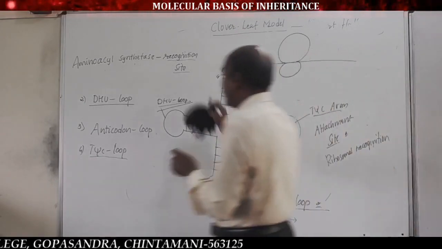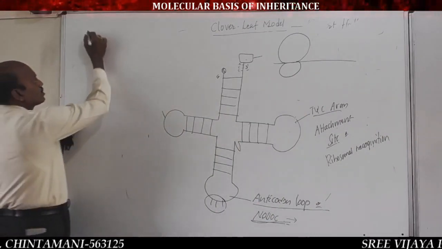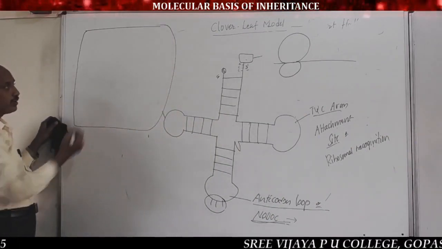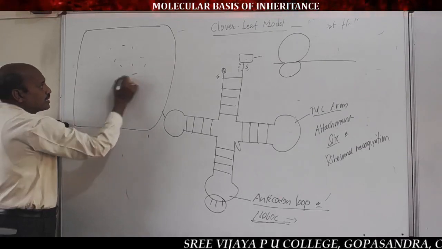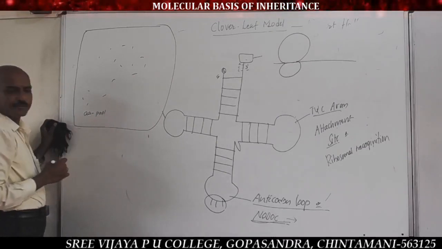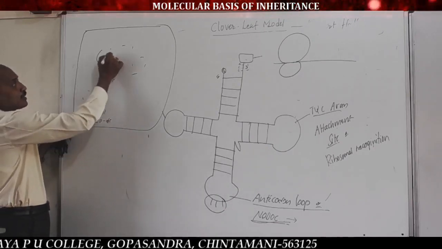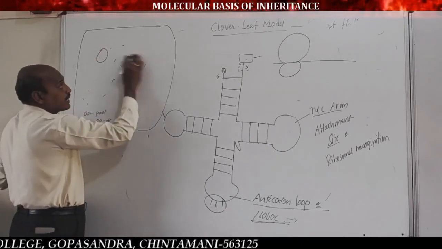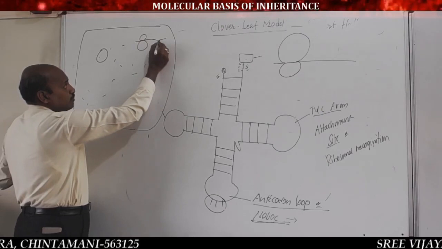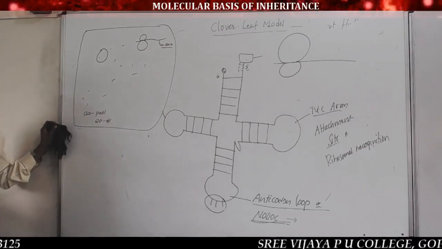For example, see, this is one animal cell. Now, in this cell, this is the cytoplasm, here the amino acid pool. This amino acid pool contains 20 different types of amino acids. And this is the nucleus. And this area contains ribosomes. Here the ribosome binds to the mRNA after transcription inside the nucleus.